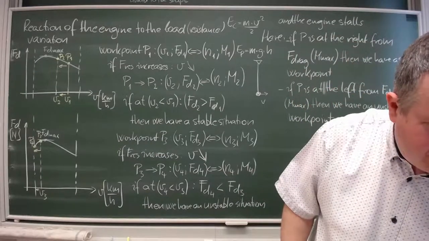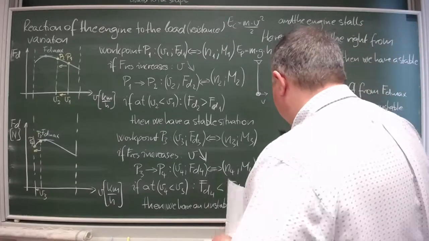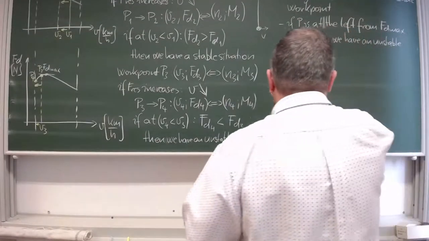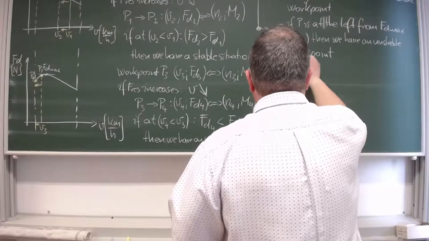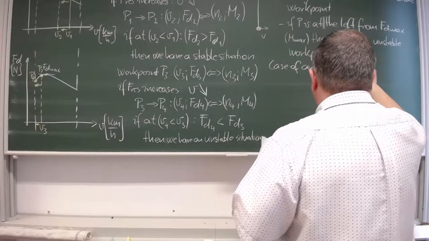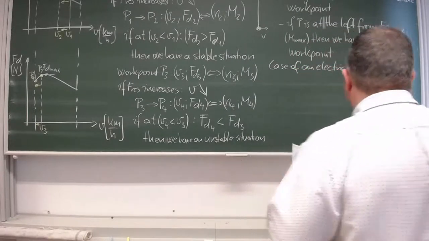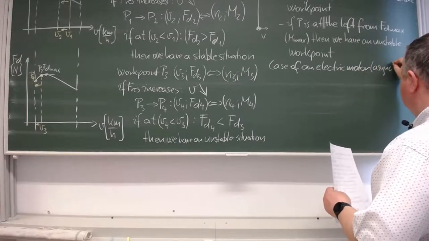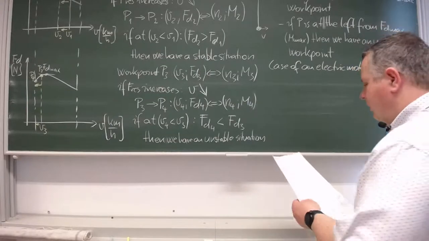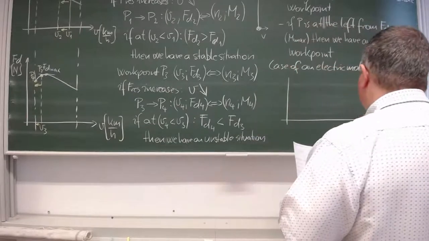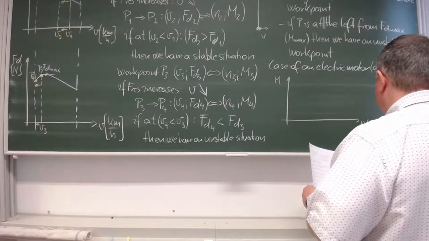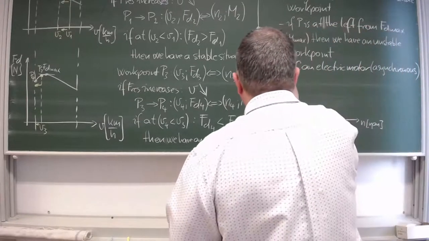Then comes the trick again. The trick is the case of the electric motor, because it's tricky. Case of an electric motor. Let's suppose an asynchronous motor. You get the original. I will draw the torque, maybe it's easier to see. The torque RPM curve in Newton meter.